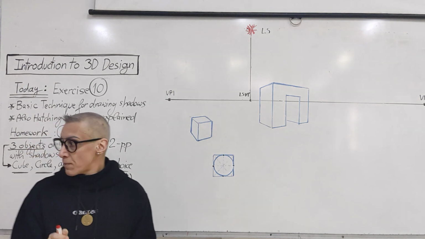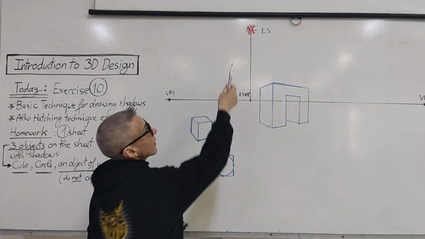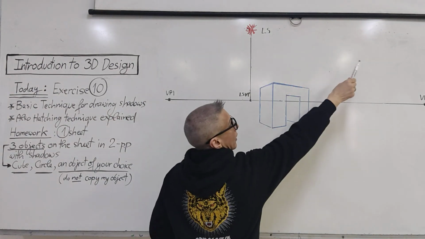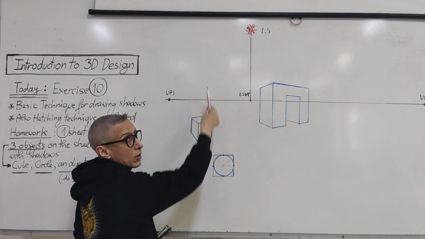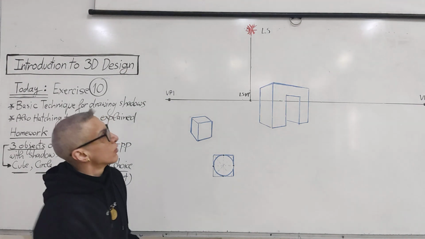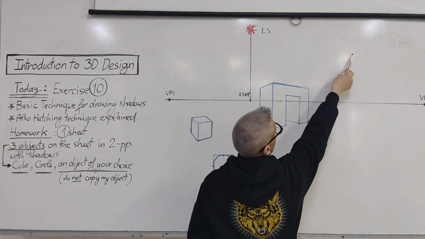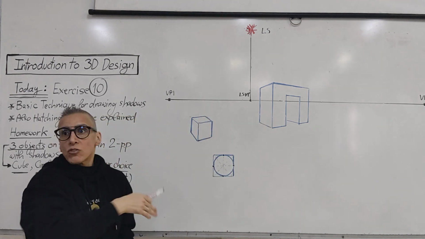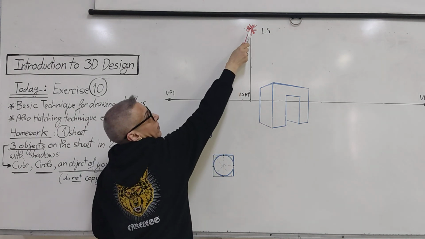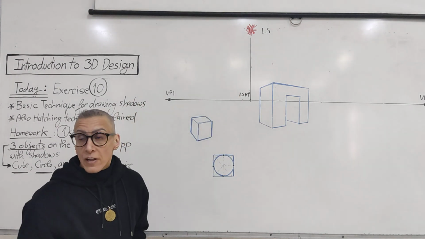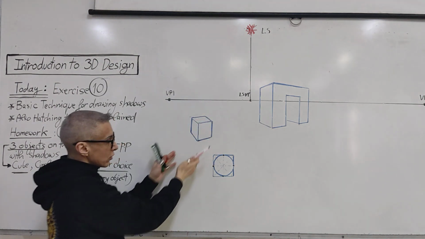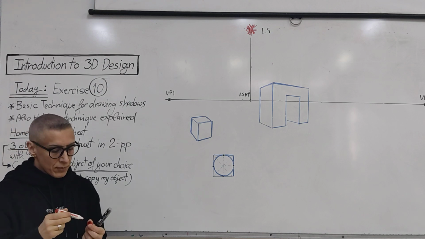Now, depending on where this light source is located, and how high or how low it is located from the horizon, the shadow will look different. So if I draw this light source here, or here, or here, every time the shadow will be different. Now, the higher up the light source, the shorter the shadow. The lower the light source, the longer the shadow will be.